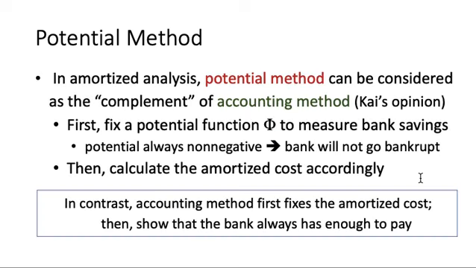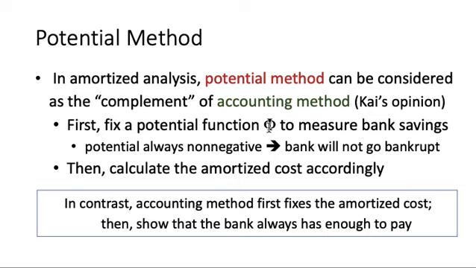Now, in amortized analysis, we can consider the potential method as the complement of the accounting method. So this is actually my opinion. What we are going to do here is fix a certain function. We call it a potential function, and this function is used to measure the bank savings that we have. Because it represents the bank savings, we will make sure that this potential is always non-negative, which means that the bank will always have some money left. It will not go bankrupt.